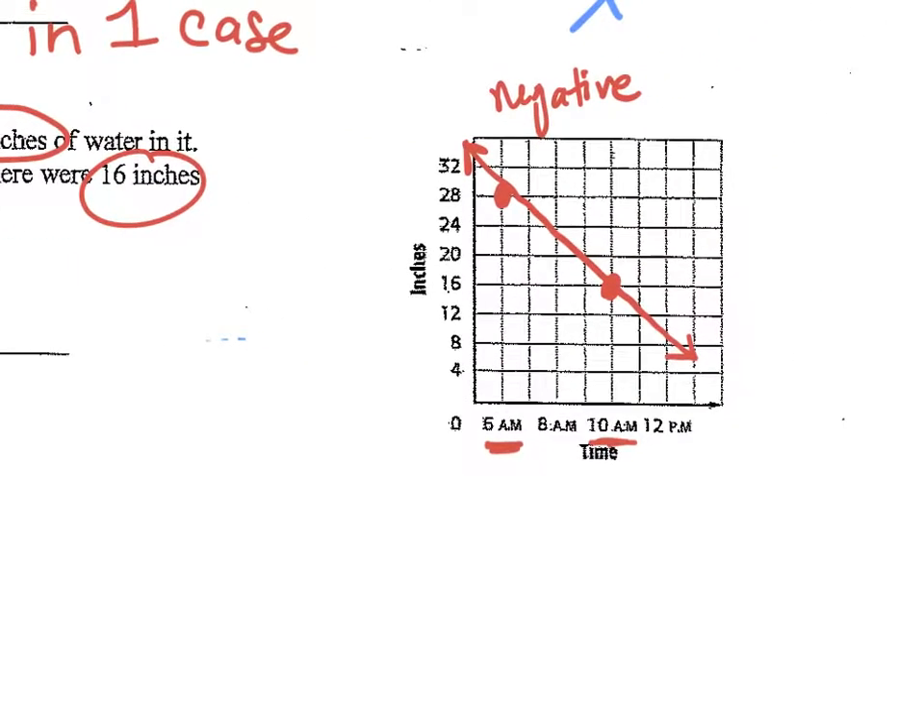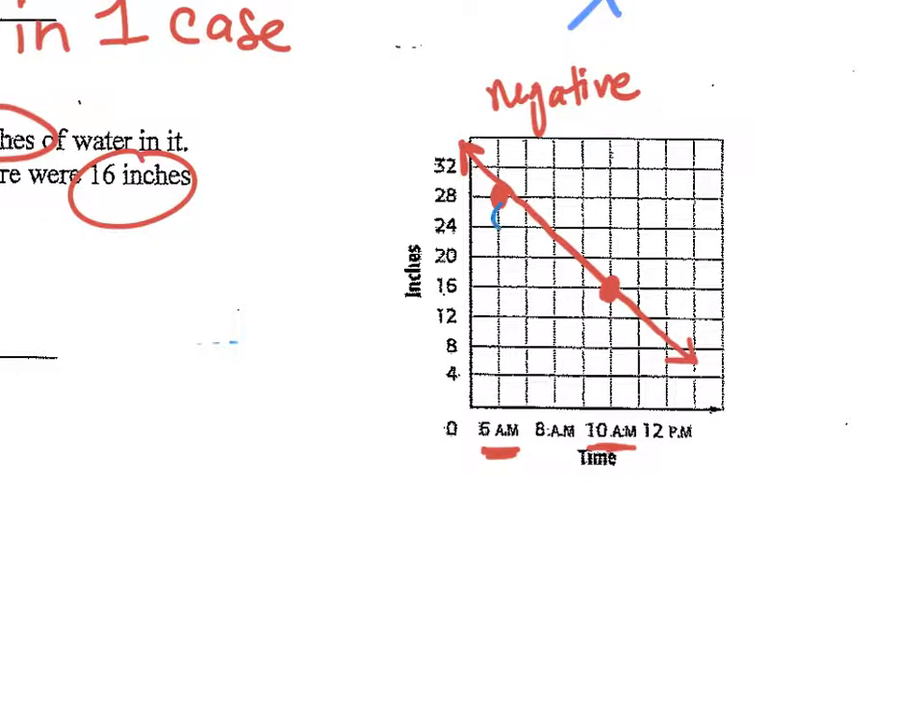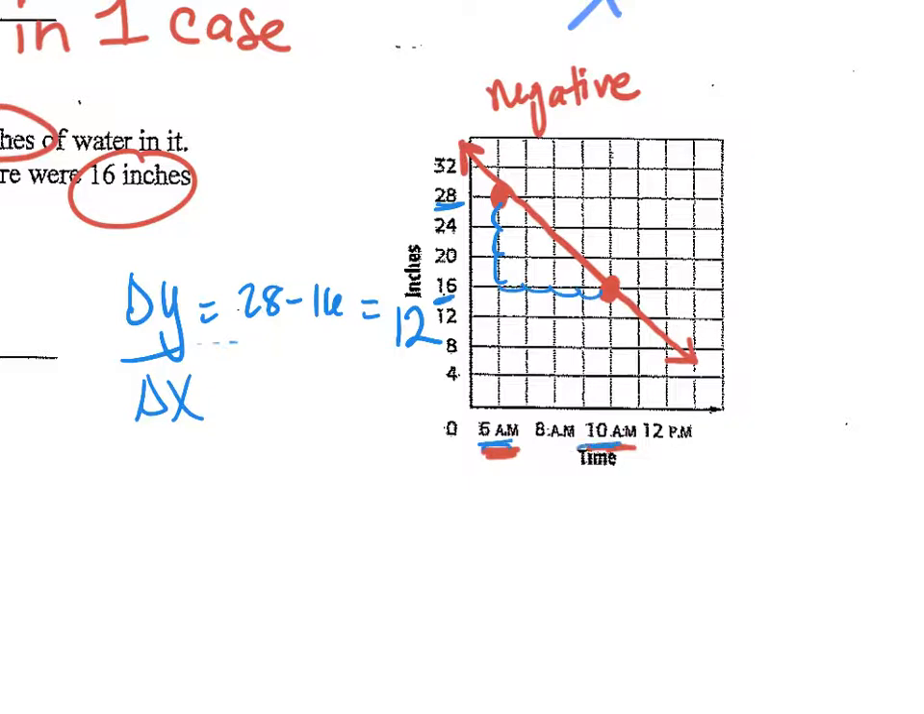So you've got to go 28 minus 16, right? Good. My change in y, I went from 28 to 16. So 28 minus 16 is 12. Then our change in x, it went from 6 a.m. to 10 a.m. But would you have to divide that? Yes, you want to reduce that down, 12 over 4.